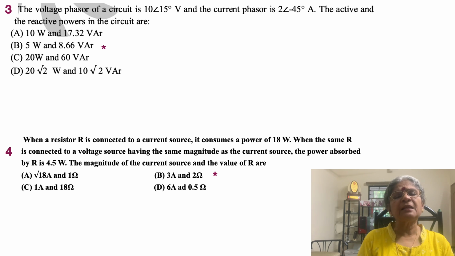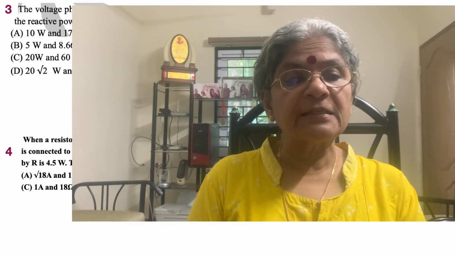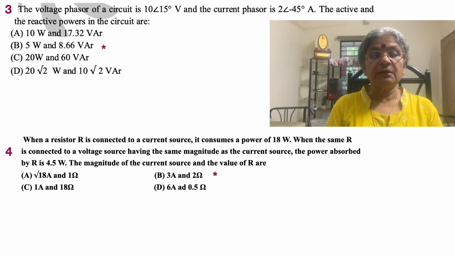But at the same time, let us have a look at the reactive power. If cos 60 is giving you 1 by 2, then sine 60 is going to be root 3 by 2. So 10 into 2 into root 3 by 2, so that is equal to 17.32 volt ampere reactive.